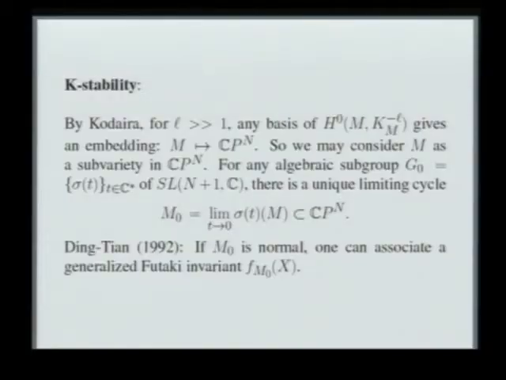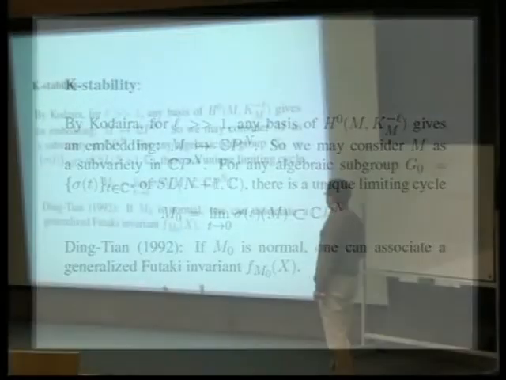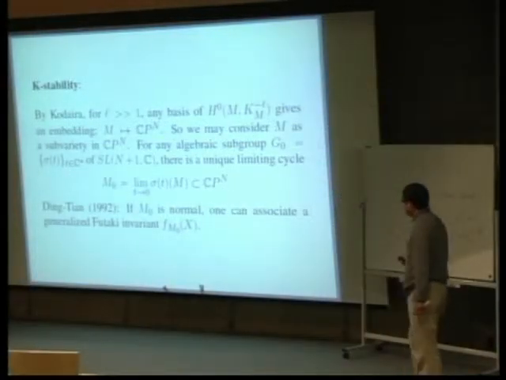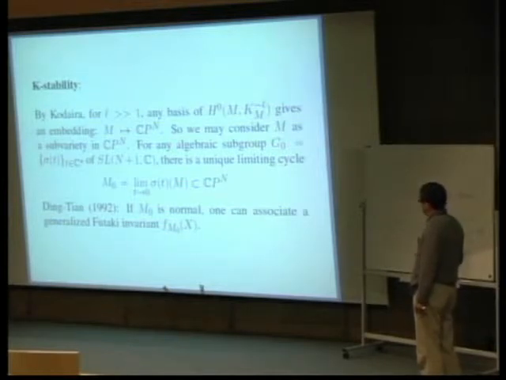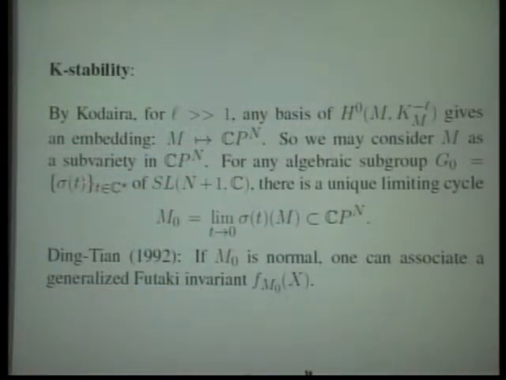So we can consider M as a subvariety of CP^N, where N plus one is the dimension for this. Then for any one-parameter algebraic subgroup in the automorphism group of projective space, there's a unique limiting cycle, M0. And M0 may be singular.